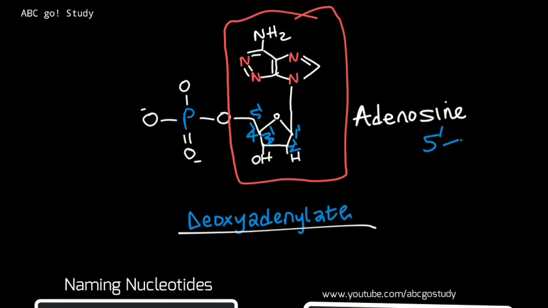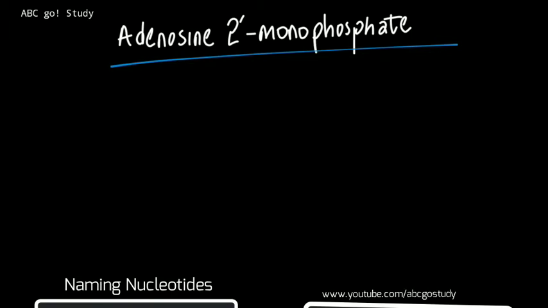So let's just write the name there. It will be monophosphate. So just write mono for phosphate. So that will be adenosine 5 prime monophosphate. So that's just the name.